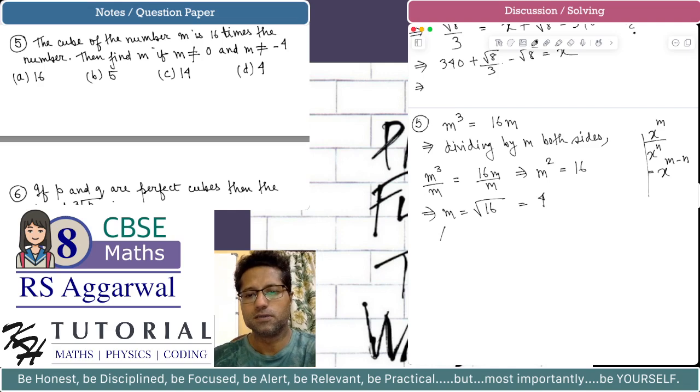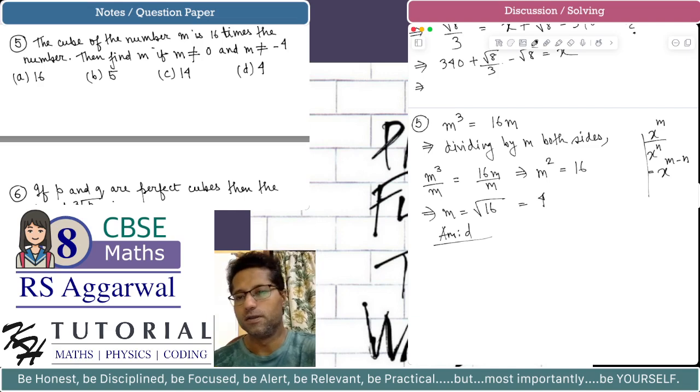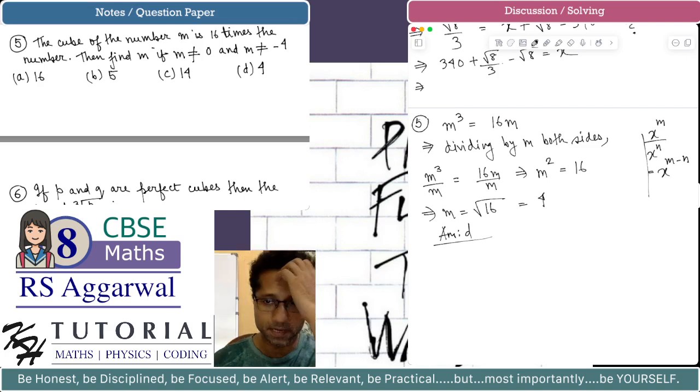So the correct answer is choice D. Now in general, if m square is equal to 16, then m can have the value plus 4 and minus 4, because minus 4 square is also 16 and plus 4 square is also 16. But remember that square root of 16 always represents the positive square root, that is 4.